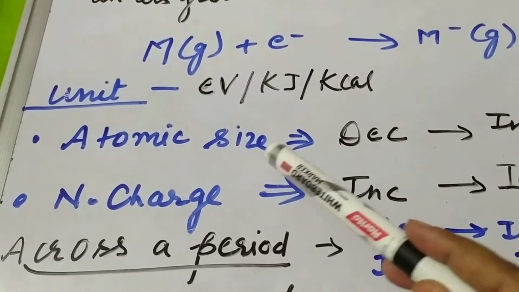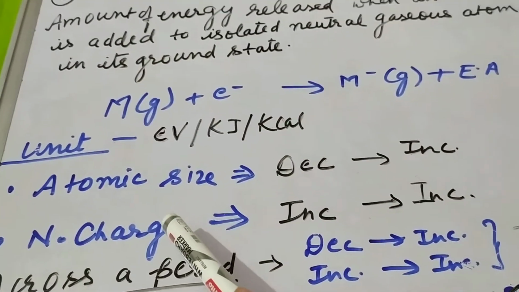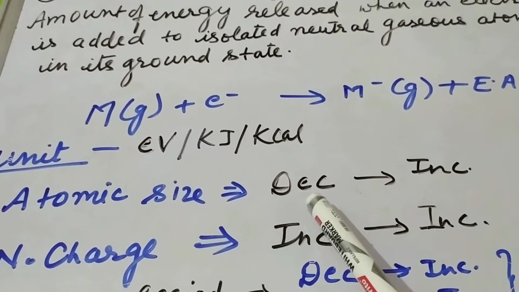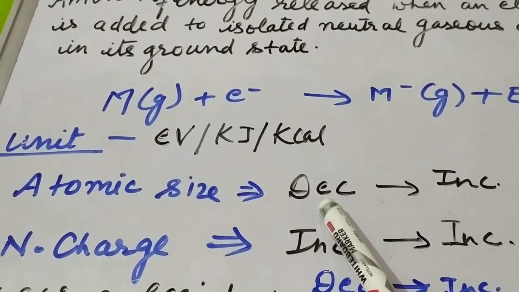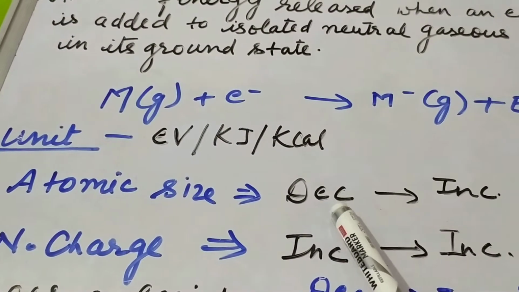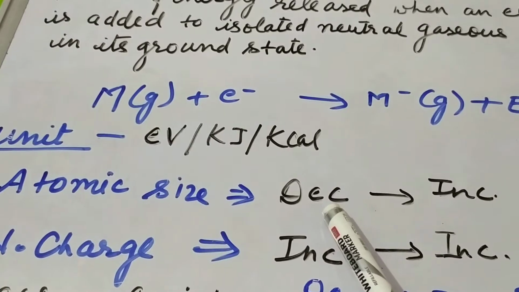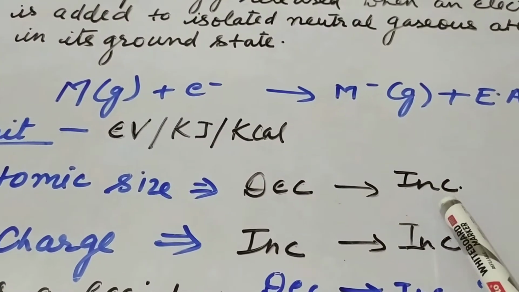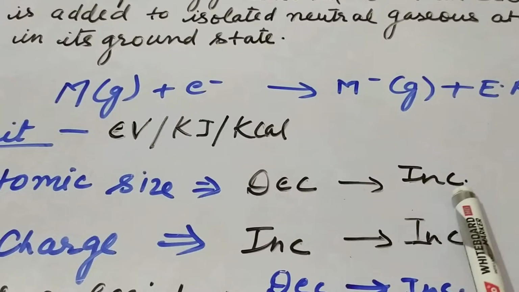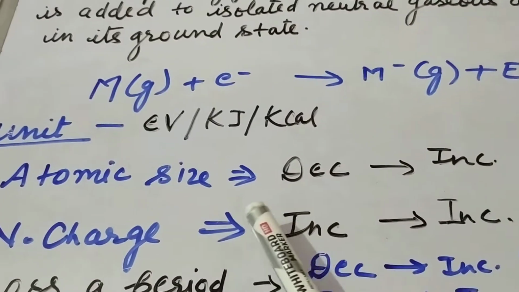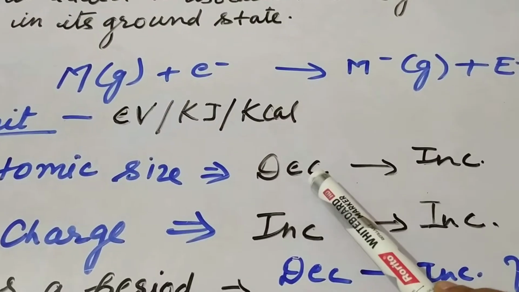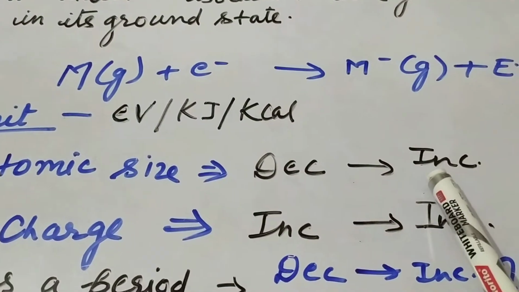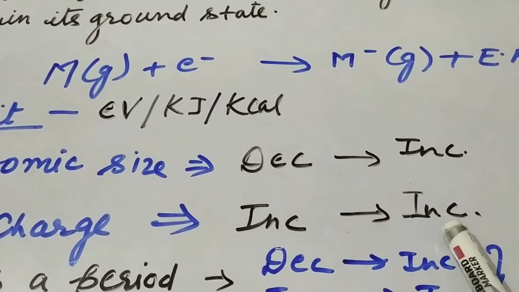It again depends on two factors, atomic size and nuclear charge. If atomic size decreases, obviously the force of attraction on the valence electrons increases, and a smaller atom accepts an electron more readily, and therefore electron affinity increases if the atomic size decreases. If nuclear charge increases, again the force of attraction increases, atomic size decreases, and consequently the EA will increase. So again I have written here increase.